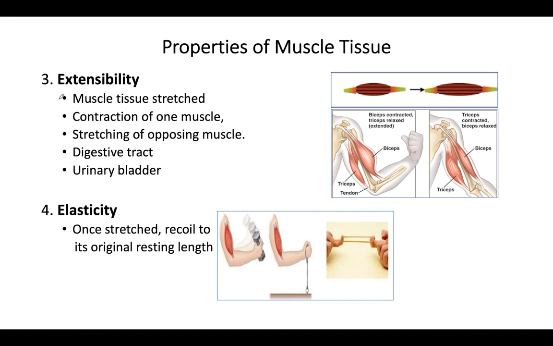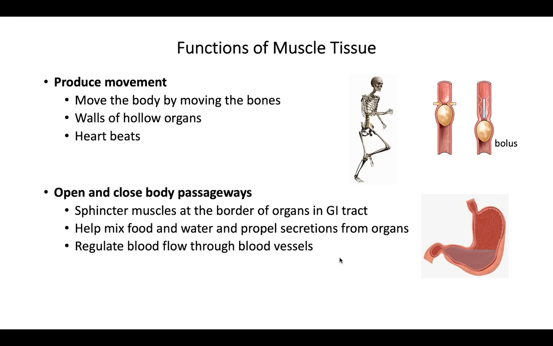Elasticity means once muscle has been stretched, muscle tissue recoils to its original resting length. It's like a rubber band. You pull a rubber band at both ends and it stretches. Now, when you release it, let it go, the rubber band goes back to its original state. We call this elasticity. Once muscle has been stretched, muscle tissue can go back to its original resting length. So based on these properties, we can figure out the function of muscle tissue.